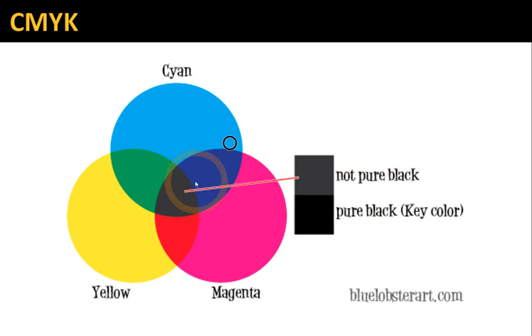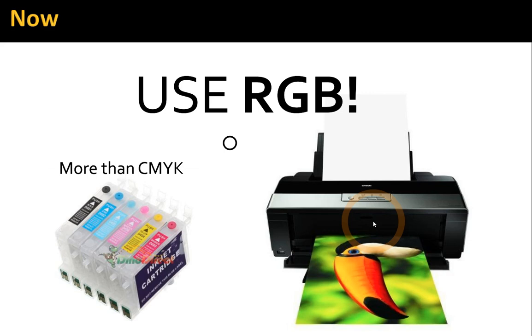Now be aware that when you actually look at the black that's created in the center of CMYK, it's actually not pure black, and that's why they add that key color as well.